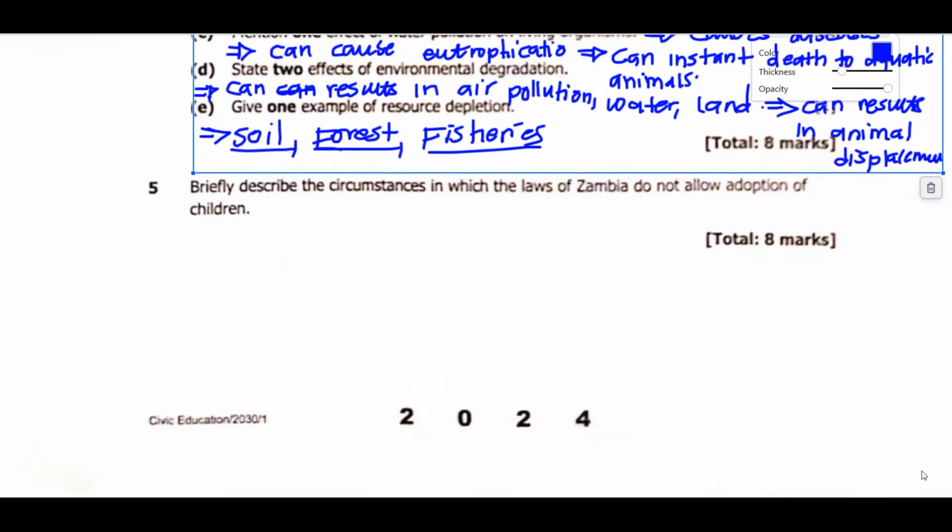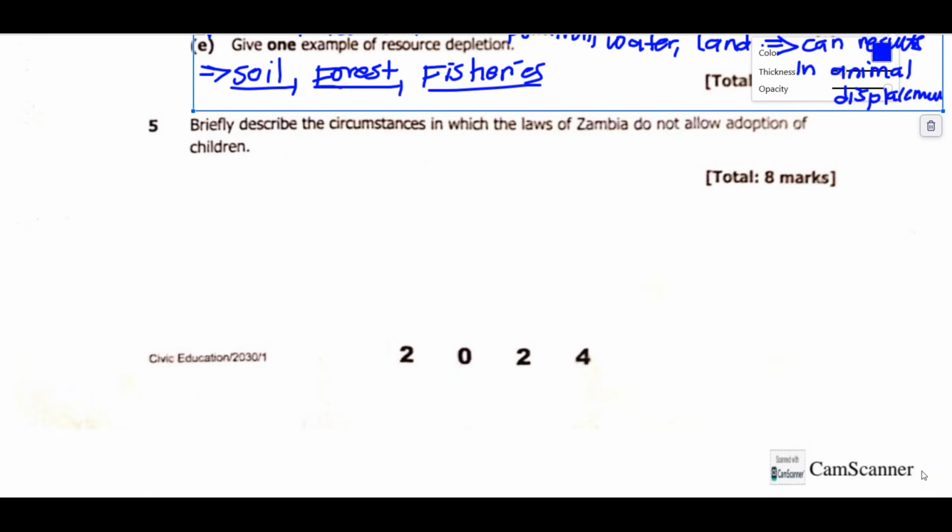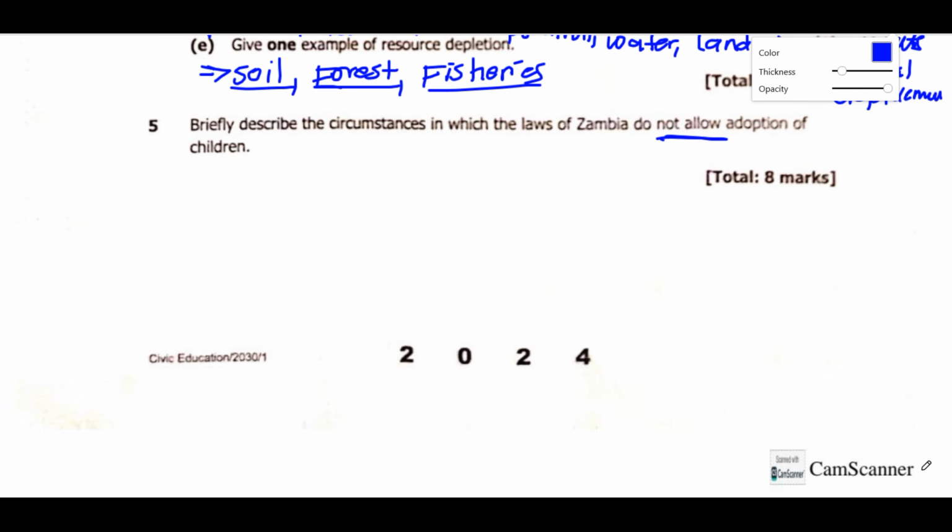Then for the last one, I'm going to just say a little, then leave it to you to give the answer. Briefly describe the circumstances in which the laws of Zambia do not allow adoption of children. How can a couple be not given a chance to adopt a child in Zambia according to the laws? You need to look at number 1, the application. If you fail to fulfill the rules and laws according to the application, then you're not going to be given the chance of adopting such a child.